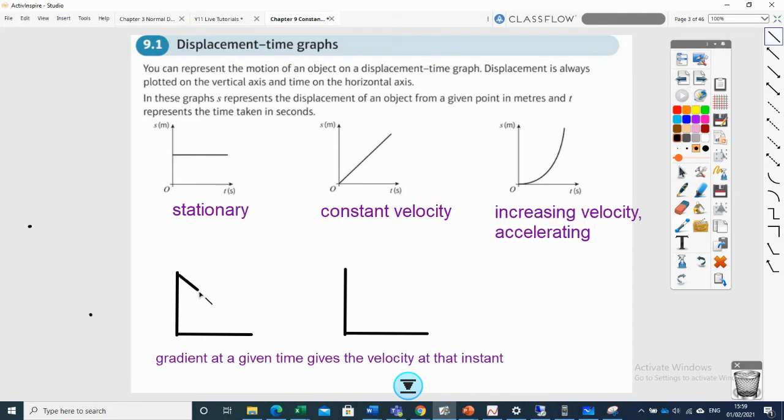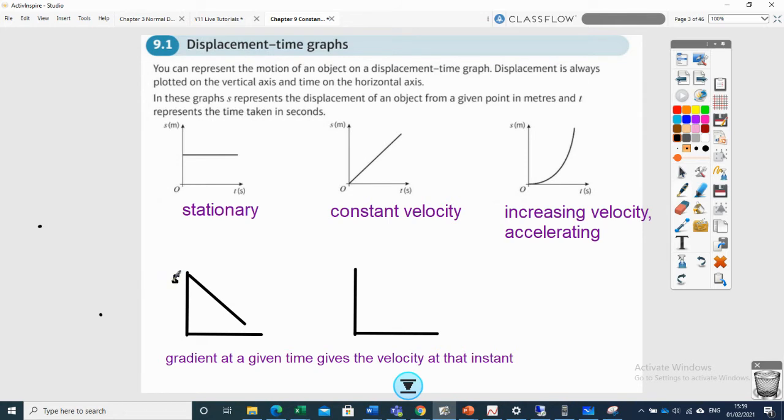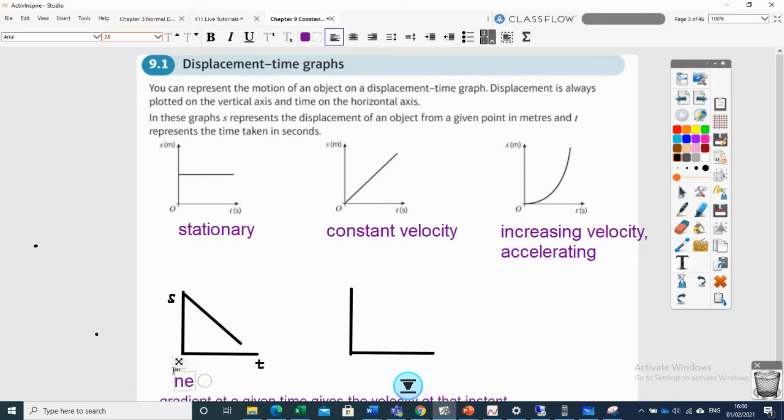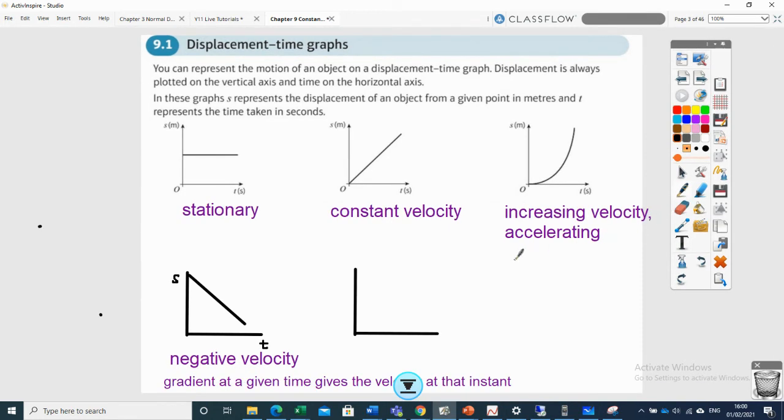What would happen if the line was going in this direction? Well, let's think about what's actually happening. The distance, the displacement, or the distance that the object is from the start point is decreasing. So in this particular scenario, it's getting closer, therefore the velocity is negative. So here will be a negative velocity. Getting closer. You can have negative velocity, whereas speed you would never have negative.